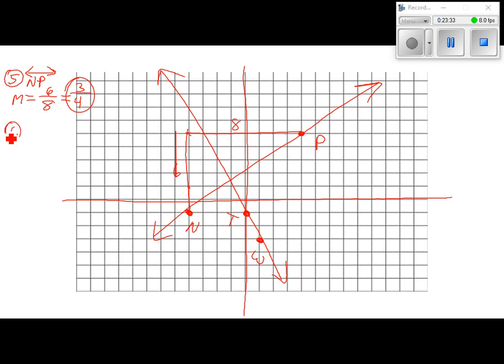Number 6 asks us to find the slope of line TW. And it doesn't matter which point you start at. I'm going to start at T. I go down 2, so that's a -2. And to the right 1, so that's a +1. You could reduce that down to just -2, or you could just leave it that way, -2 over 1.